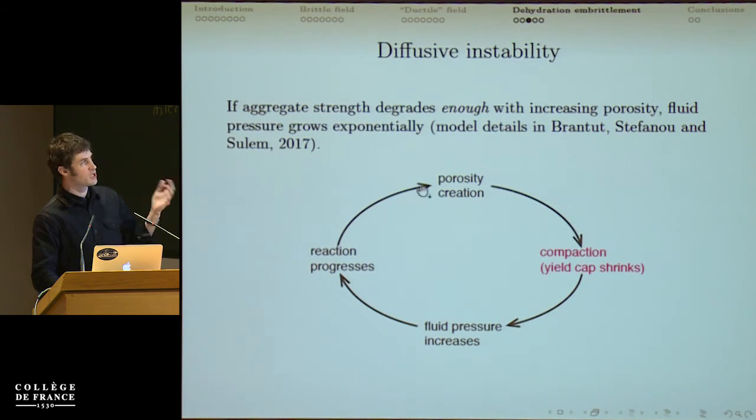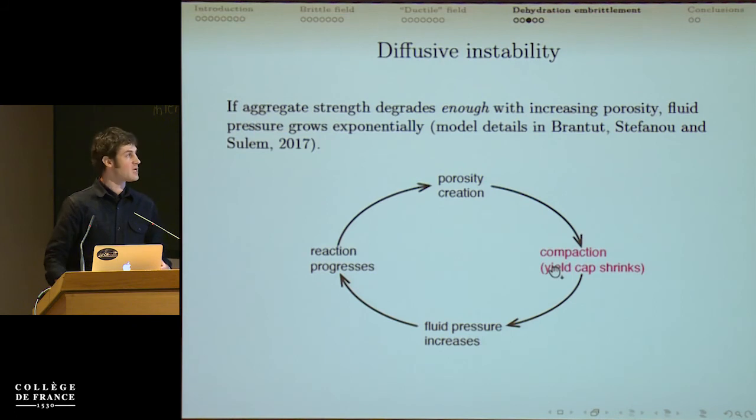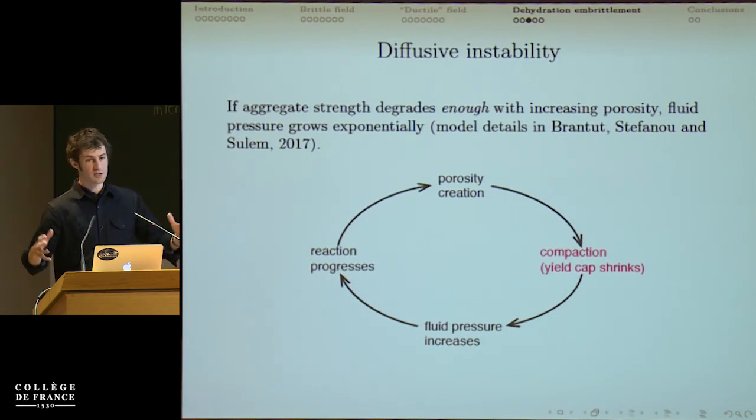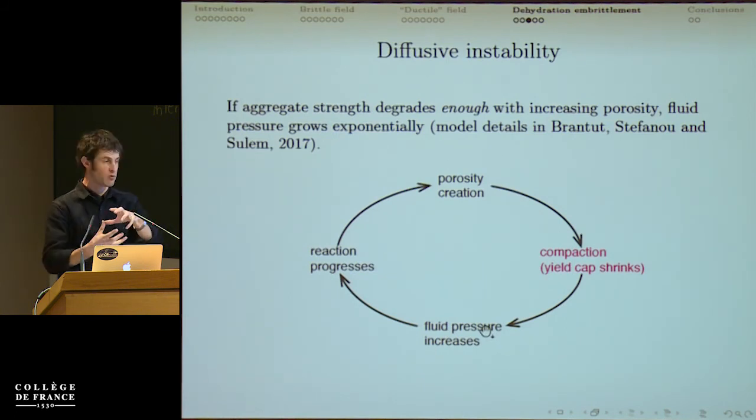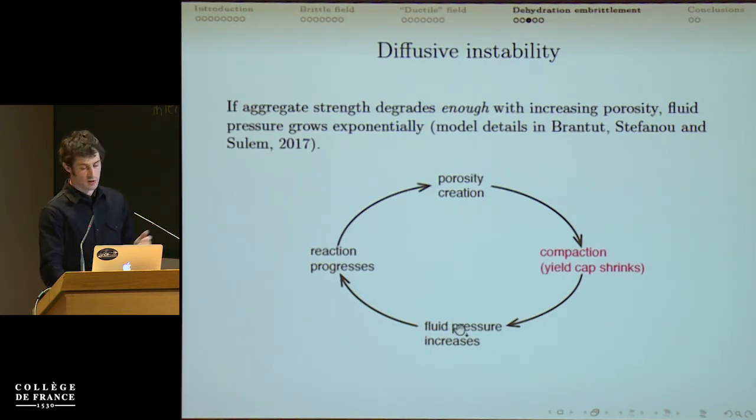We start the reaction, we generate the porosity, and we compact it, because again, I remind you, we are at quite great depths, 60 kilometers or 100 kilometers. We have lots of lithostatic pressure to compact this. And essentially, if it weakens enough, then we can compact so that the fluid pressure increases, again like making the sponge and squeezing it as we're making it. And because the fluid pressure increases, the reaction progresses faster, we create more porosity, and we compact even more, and so on and so forth.